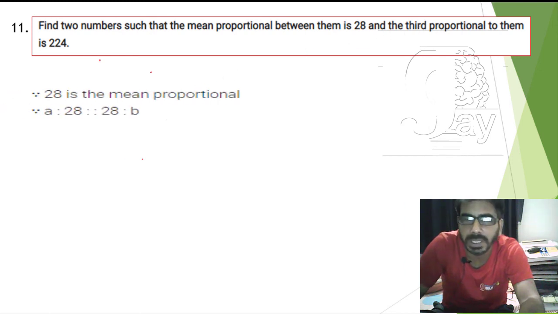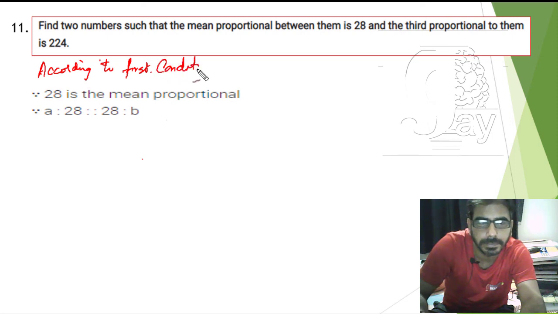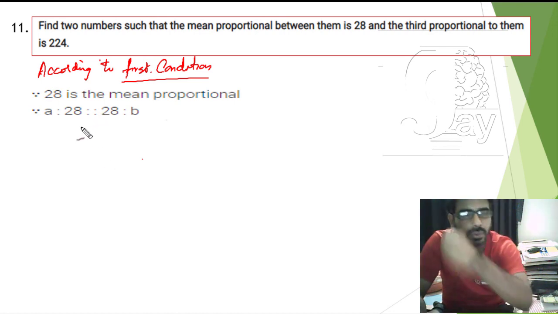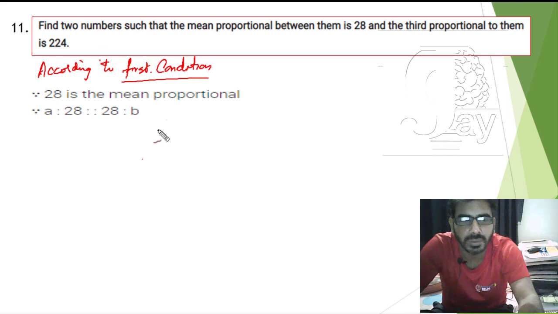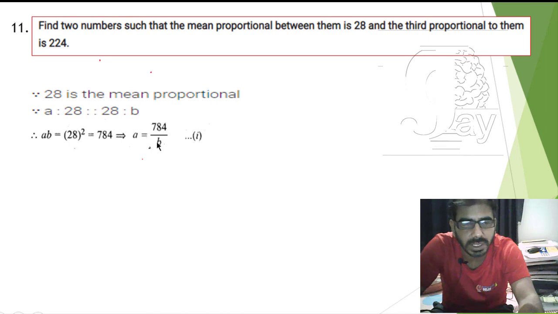According to the first condition, okay, we have 28 is the mean proportional, so a is to 28 equals to 28 is to b. So that means 28 square equals to ab. Okay, so ab equals to 28 square, and we have taken a equals to 784 by b, that's 28 square by b.